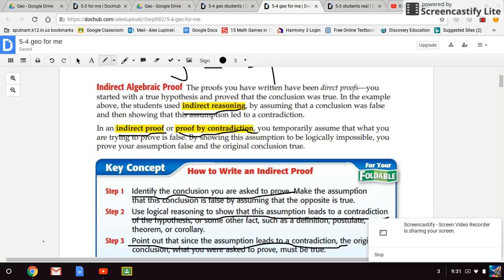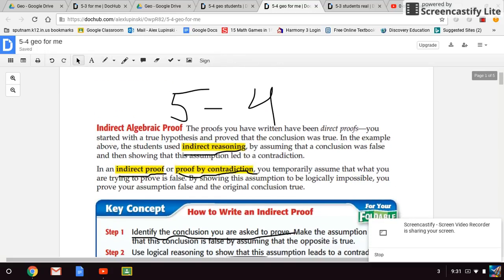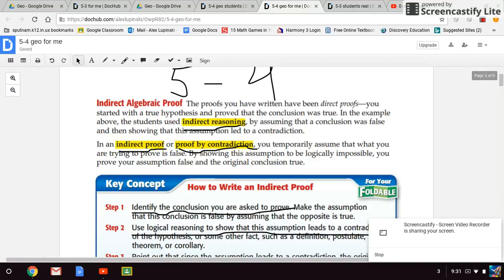So this is 5-4, indirect algebraic proofs. And there are proofs in the name, but they're basically different, and I think they make a little bit more sense. So the proofs we've done so far are direct proofs, or like the regular proofs you guys love. This time we're doing indirect proofs, which require indirect reasoning, which is our first term.